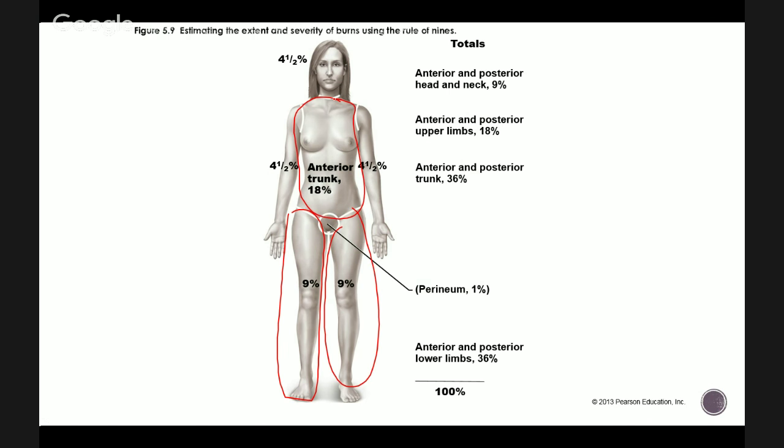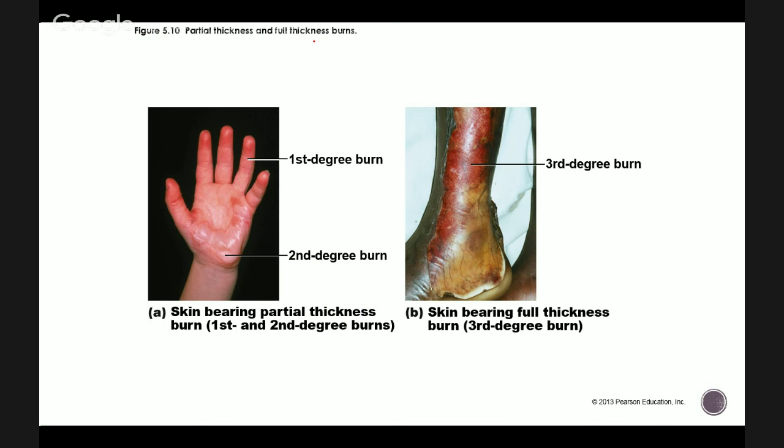Trunk is 18%. Calculation of the 9: if you divide 9 into 2, you get 4.5. So that's each upper extremity, half of a 9. You use this rule of nines for determining the amount of damage to the body. One of the things you have to worry about with a severe burn is that you lose a lot of fluids, dehydration, and it throws off your electrolytes.